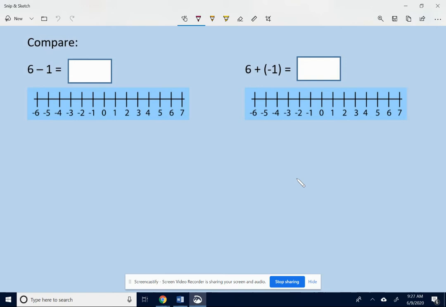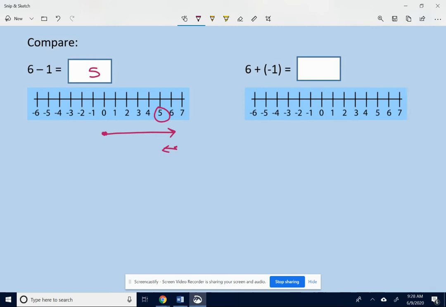So let's look at 6 minus 1 for a minute. We're going to start at 0. If we want to show 6 minus 1, we're going to go up to 6. Then we're going to take a new number line. Now it says subtract 1. Well, if it says subtract 1, that would mean we have to go backwards 1. If we go backwards 1 from 6, we end up with 5.